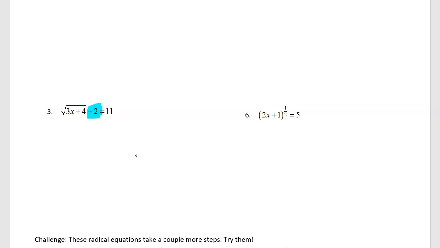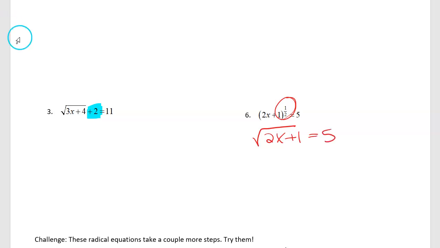When you have a problem written like number 6, this exponent here is just a different way to write a square root. Some of you may not remember this. This is considered a prerequisite skill, but that does mean the square root of 2x plus 1 equals 5.